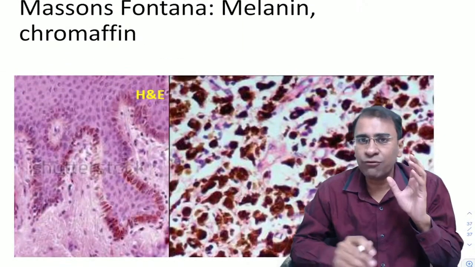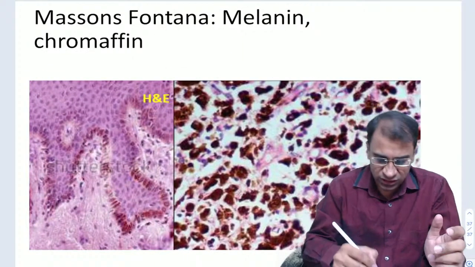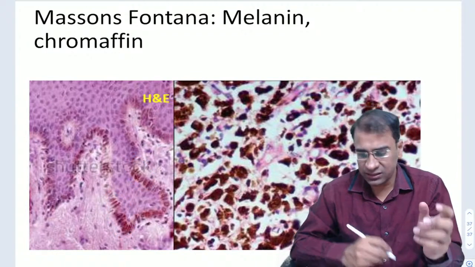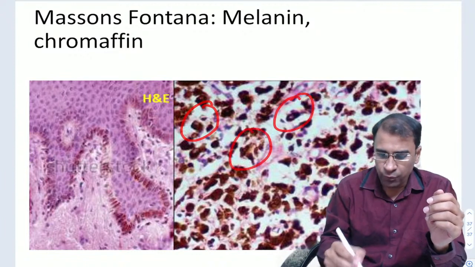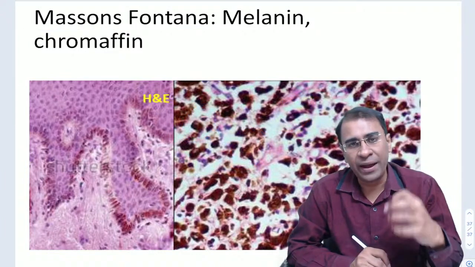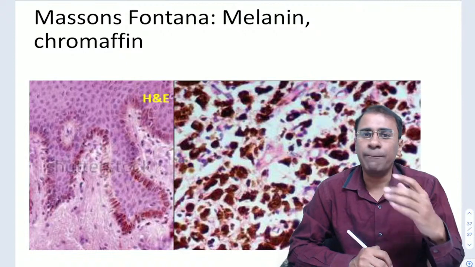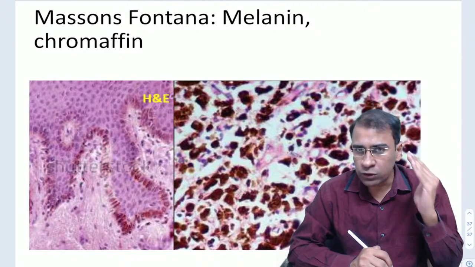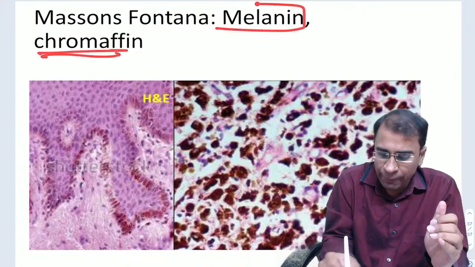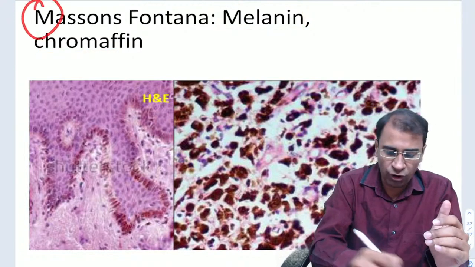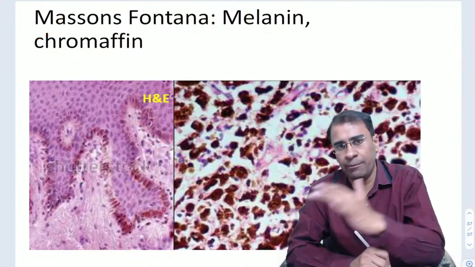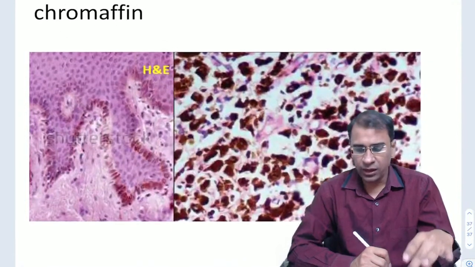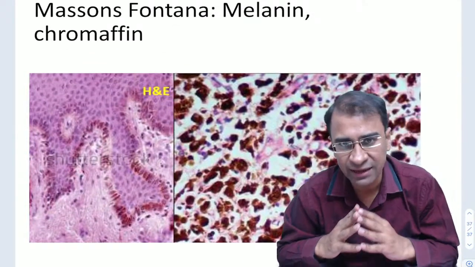Okay, Masson Fontana, or melanin staining. Now this is an area showing you all the melanin deposition in the basal cells, and the same thing is staining positive with a stain called Masson Fontana. So Masson Fontana is often a stain used for melanin. Okay, remember this. It can also be used for chromaffin, but you have been asked multiple times Masson Fontana, melanin. It is M for M. Okay, M for M.